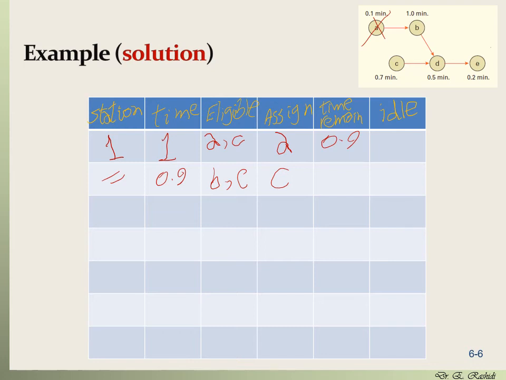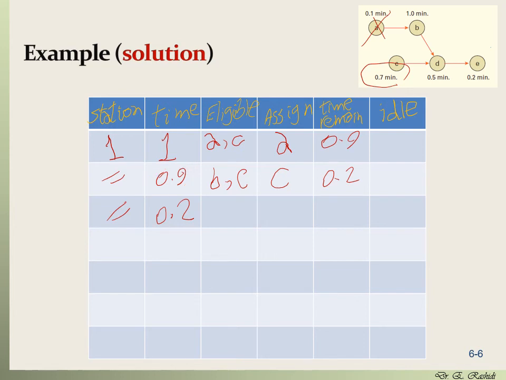Okay. The time task C takes is 0.7 minutes. So that's 0.9 minus 0.7, that's 0.2. So you're going to have 0.2 minutes here at workstation 1.